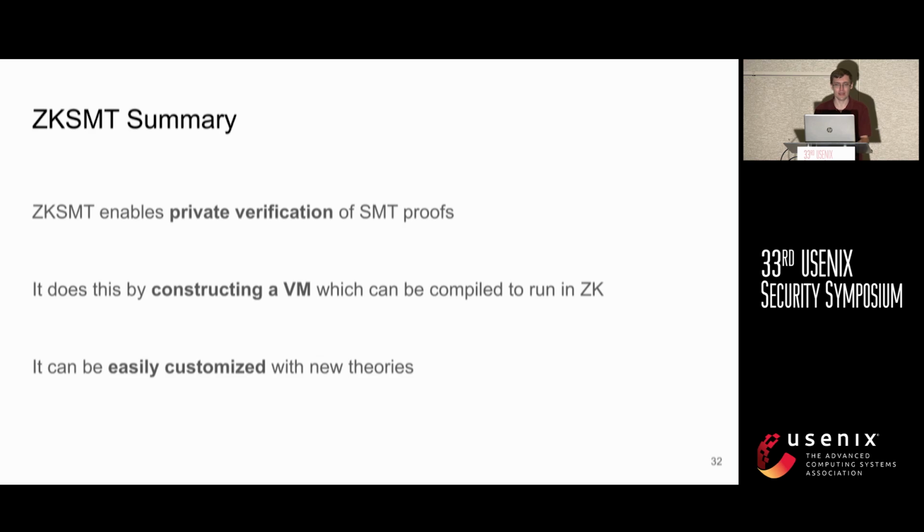So just to recap, ZKSMT enables private verification of SMT proofs. The way we do that is constructing a VM to check that table you saw in a way that can be easily compiled to run in zero knowledge. And it's fairly easy to customize to new theories, as all you would have to do is add more subcheckers.